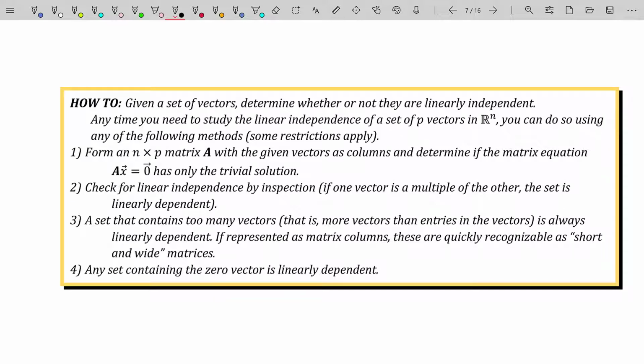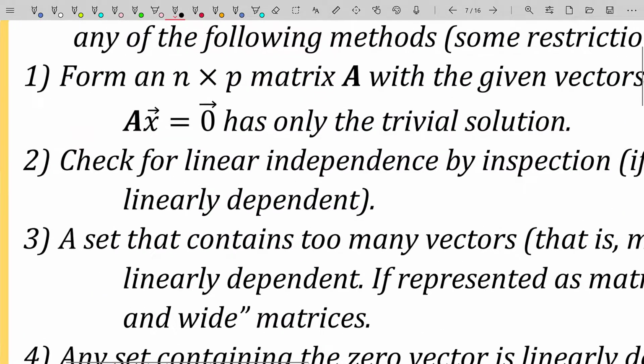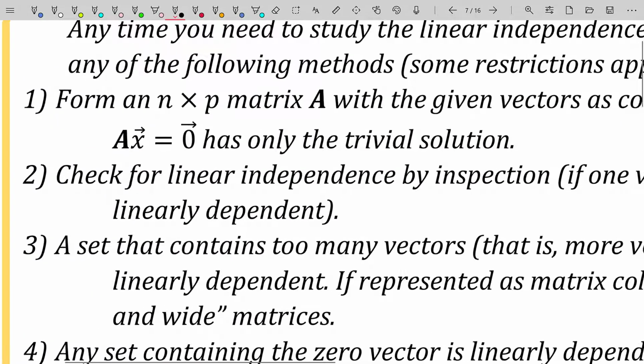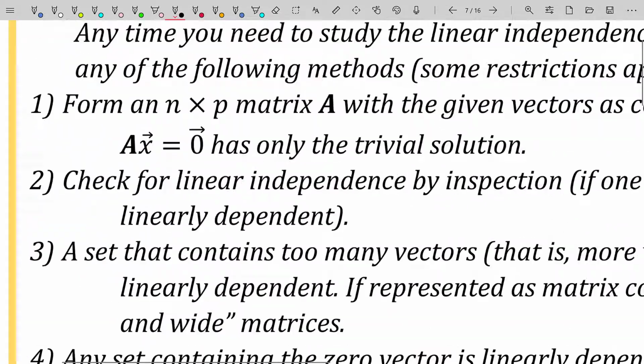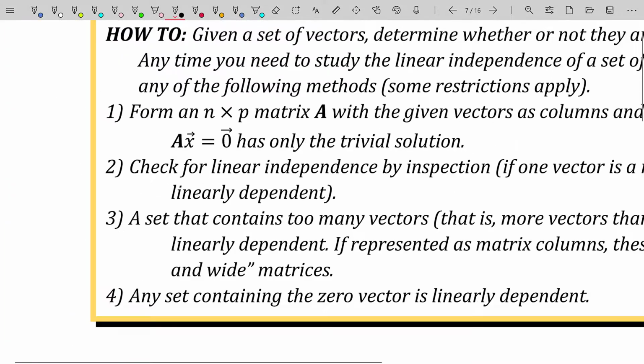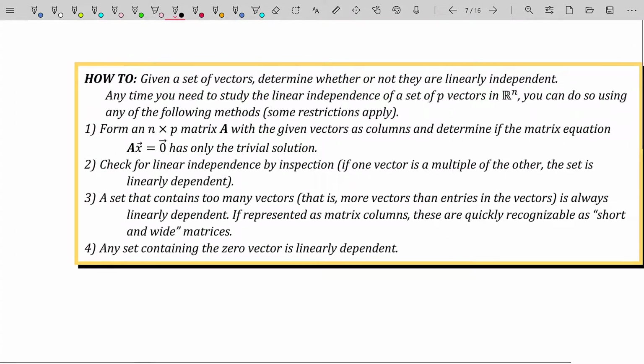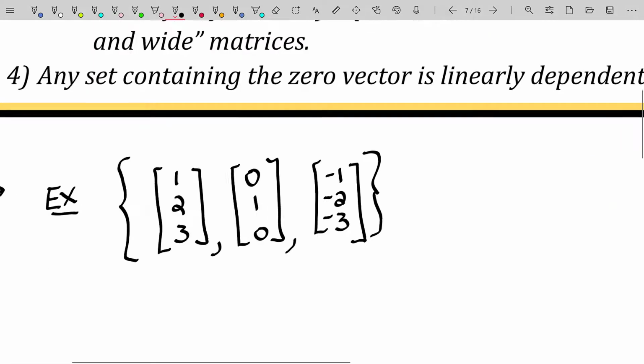However, there are some special cases. For example, check for linear independence by inspection. If one vector is a multiple of the other, the set is linearly dependent. Now, this will be a theorem later on, but it is actually a great way to check if it's super simple. So I'm going to show you an example of that. And trust me, this is not a proof that this statement is true, but it is actually true, and we'll go through it later on and see it as a theorem. But I'm telling you just by inspection right now that this set of vectors is linearly dependent.